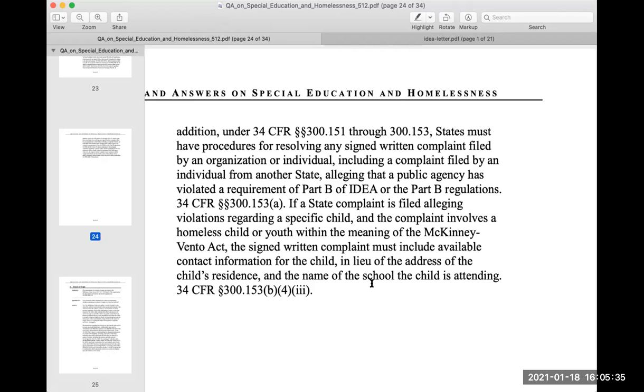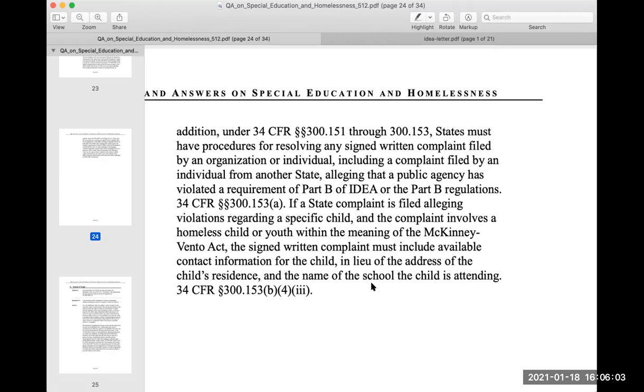34 CFR paragraph 300.153(a): If a state complaint is filed alleging violations regarding a specific child, and the complaint involves a homeless child or youth within the meaning of the McKinney-Vento Act, the signed written complaint must include available contact information for the child, in lieu of the address of the child's residence, and the name of the school the child is attending.